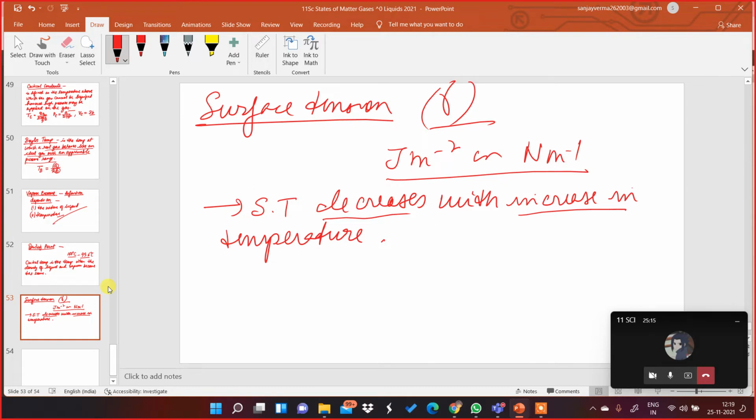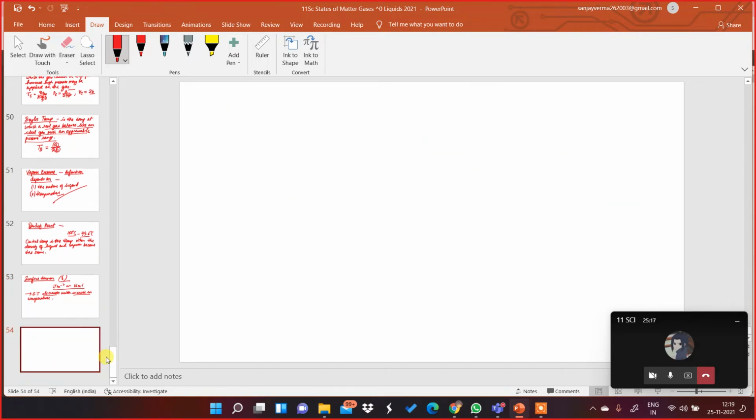Now the next topic in this chapter is viscosity. Viscosity is defined as the internal resistance to the flow possessed by a liquid. That means viscous liquids, like concentrated sulfuric acid, are viscous. If you take refined oil, mustard oil, butter or ghee, all these have high viscosity.